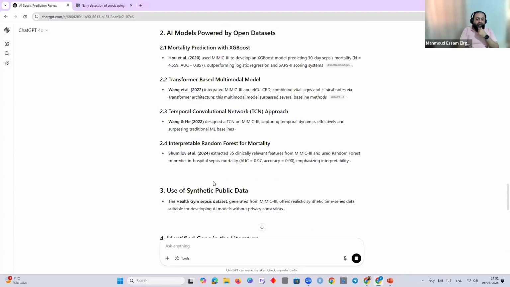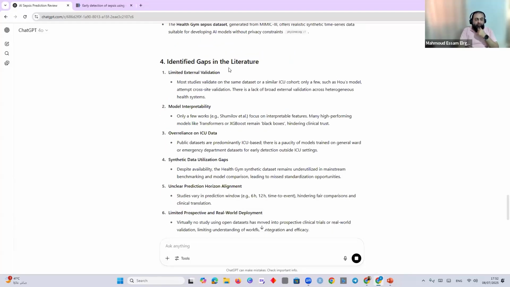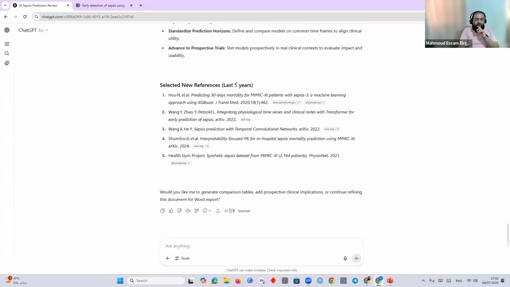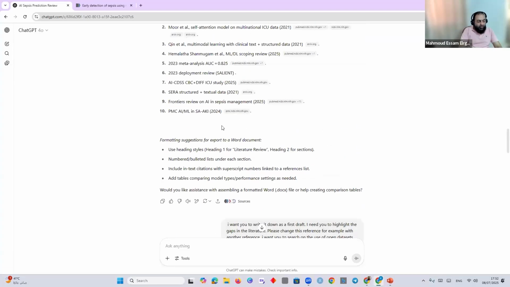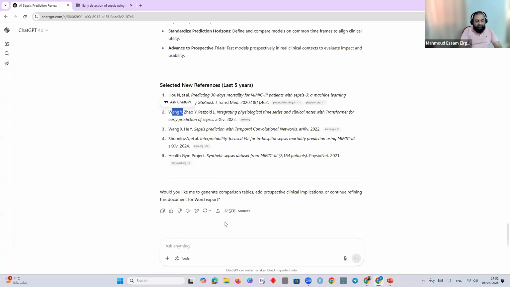Okay, so again, based on these things, the literature review gives you a brief overview of identifying the gaps. These are the gaps in the literature. These are the selected new references. Because actually, I did not tell it what is the reference that I want you to choose. So it just put another reference, and from here you can see that I think some of the references here are just repetitive. So this is what you will normally get when you start searching ChatGPT in the free version.